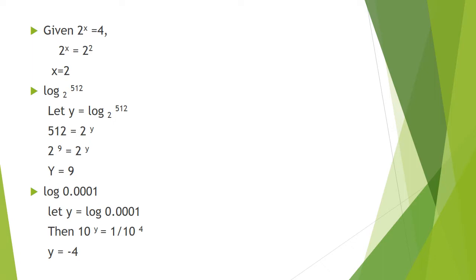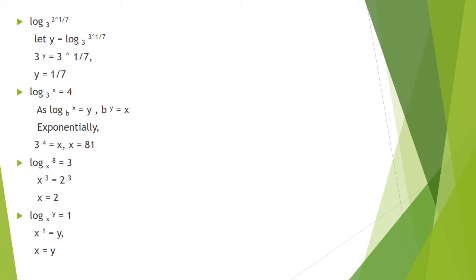Next we have log 0.0001. Again, convert this question into an equation. So let y is equal to log 0.0001. Now, how can we get this fraction basically? It will be 10 raised to power negative 4. You can write that down and see for yourself that 10 raised to power minus 4 will give you this answer. So the power of minus 4 is the answer because that will give you the required result.